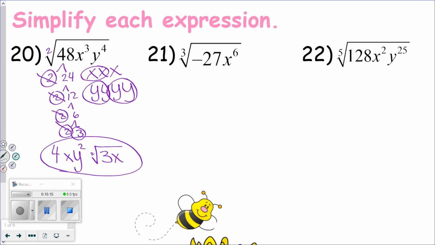It's my little index. If you don't write it, we assume it's a 2. But I'm going to tell you now, if you get in the habit of always putting them on there, you're going to be better off for the ones that I will take points off if you don't write. All right, so number 21.